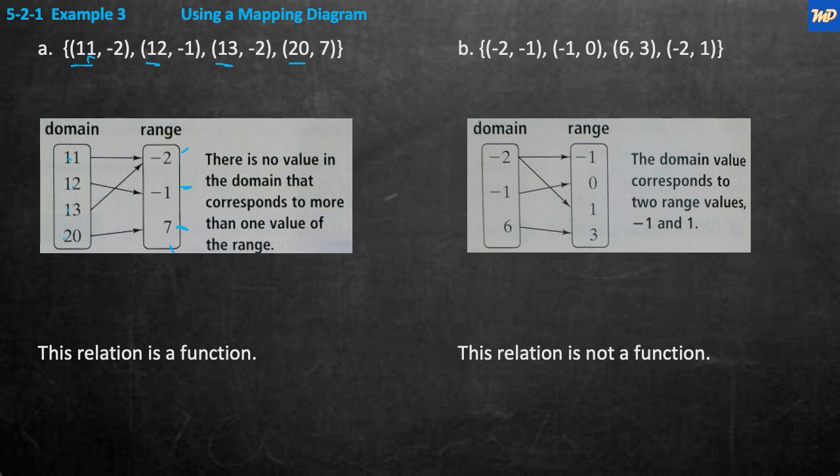So in B, we have -2, -1, -1, 0, 6, 3, -2, 1. We put them in order. First of all, we're going to eliminate one of the -2s because it's obvious that there are 2 -2s, and we're only going to use 1 in the chart. So we're going to have that, and it's the least value. Then the next one in order is going to be -1. And then finally, the last value in the domain is going to be 6. And as far as the range goes, we have a -1, a 0, a 3, and a 1.